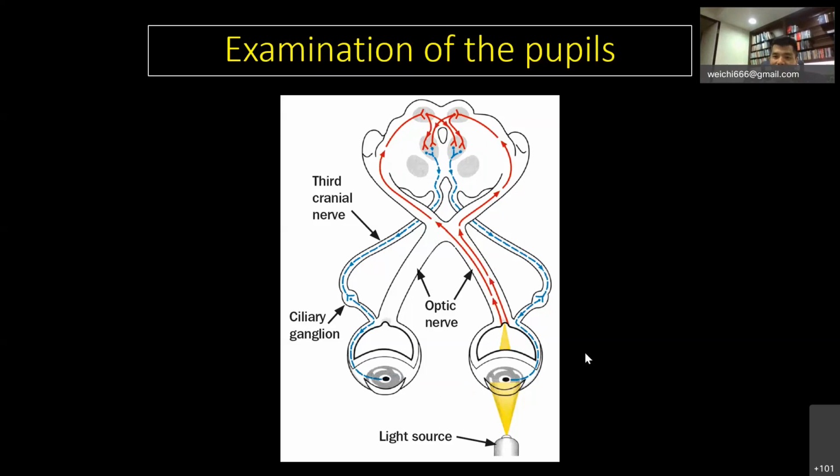Okay, understand? Okay, good. So you could use a very simple tool, just your light pen. You could check the integrity of the patient's second cranial nerve, the optic nerve, and the third cranial nerve, the oculomotor nerve.